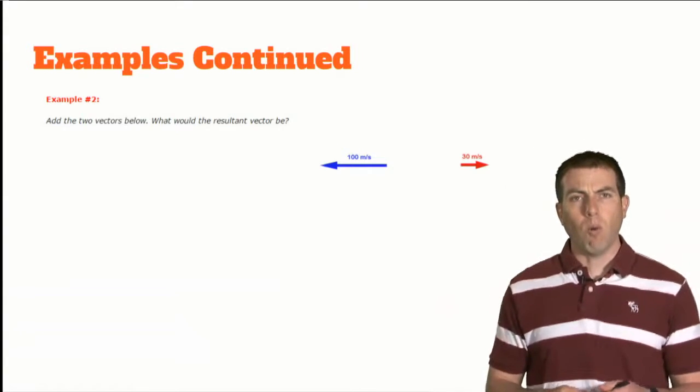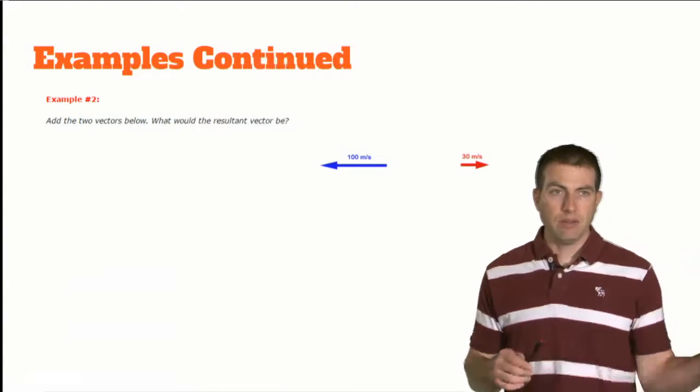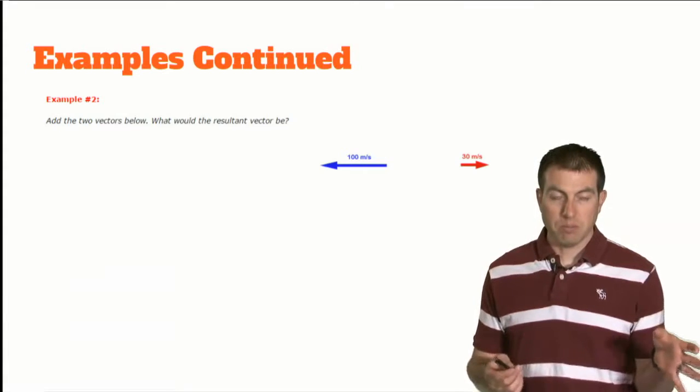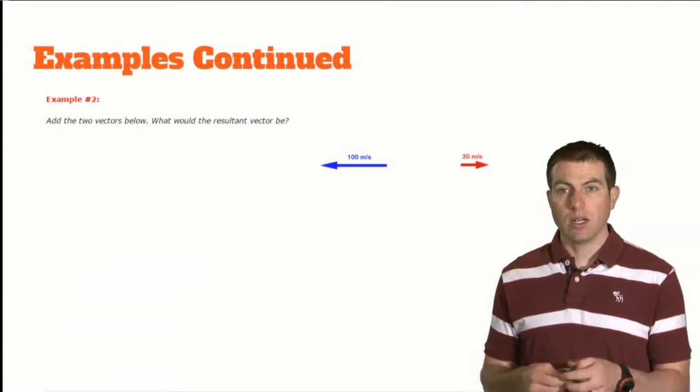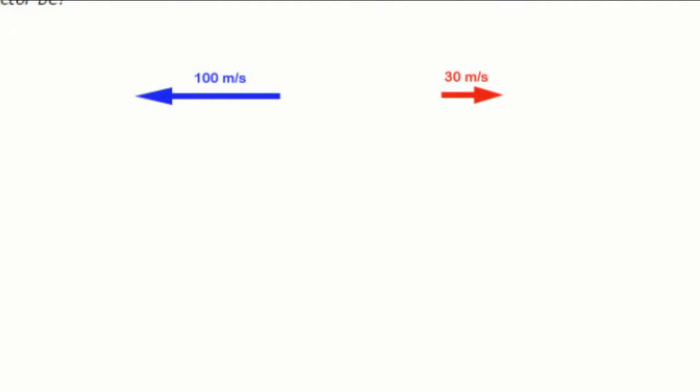So now we've got one arrow going to the left, which is 100 meters per second long. And we have an arrow going to the right that's 30. So you can see how the red arrow is about a third as long as the blue arrow. And we want to draw them tip to tail. Does it matter which one we start with? I don't know. Let's find out.